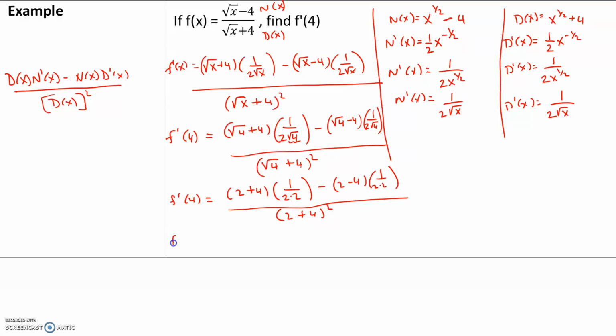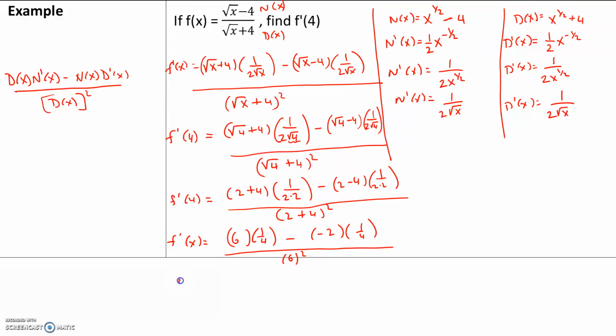Okay, now let's simplify this. If you simplify our parentheses, 2 plus 4 is 6 times 1/4, minus 2 minus 4, that's negative 2, times 1/4. All of that is going to be divided by 2 plus 4, which is 6 squared.